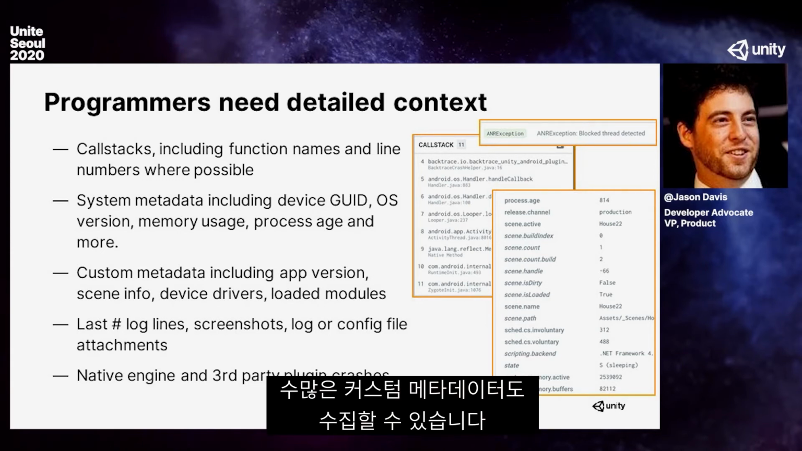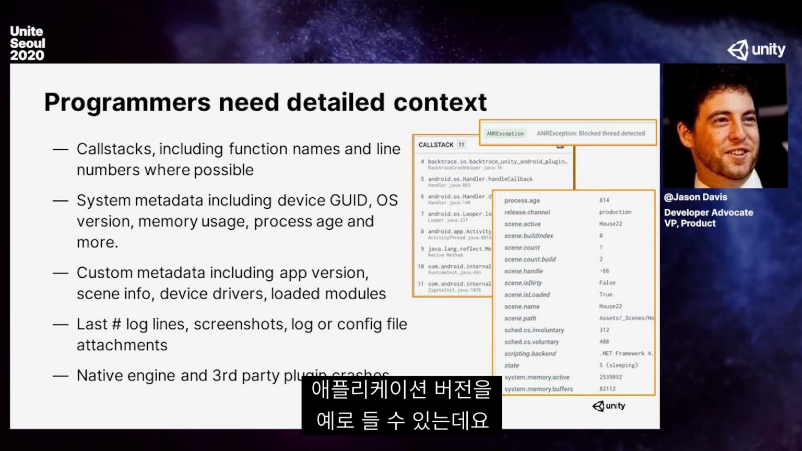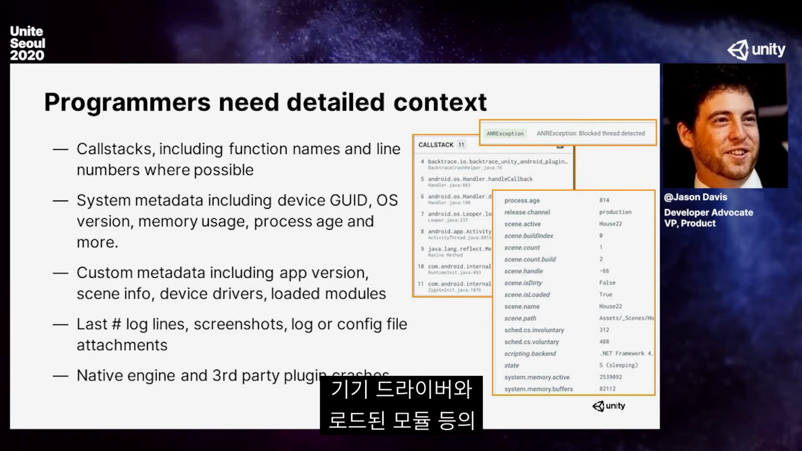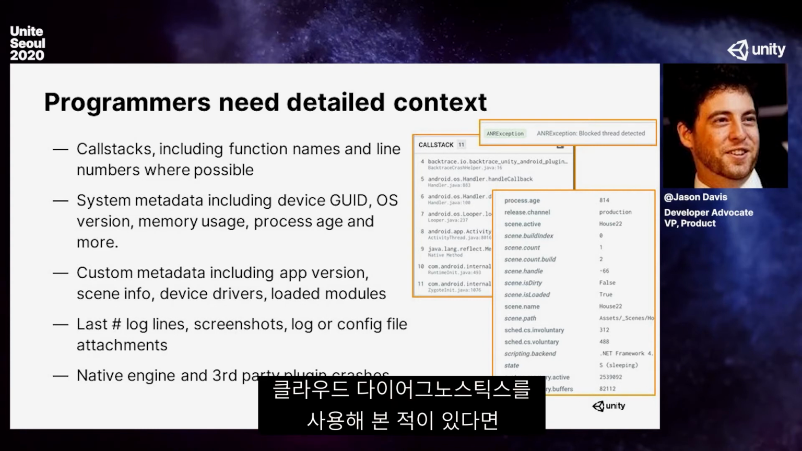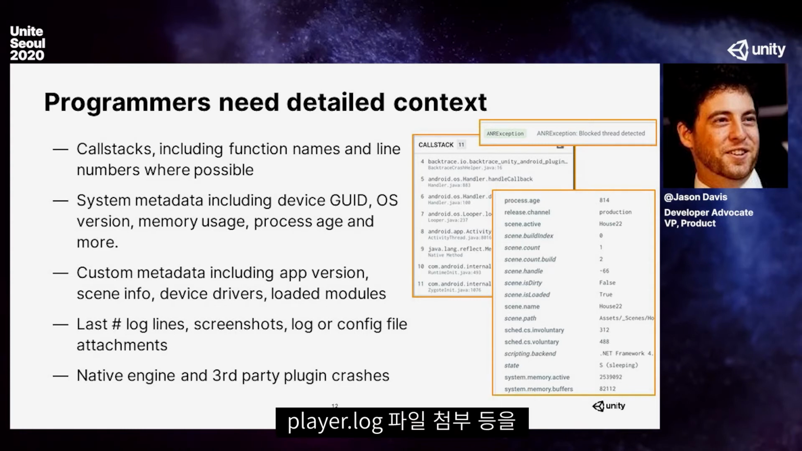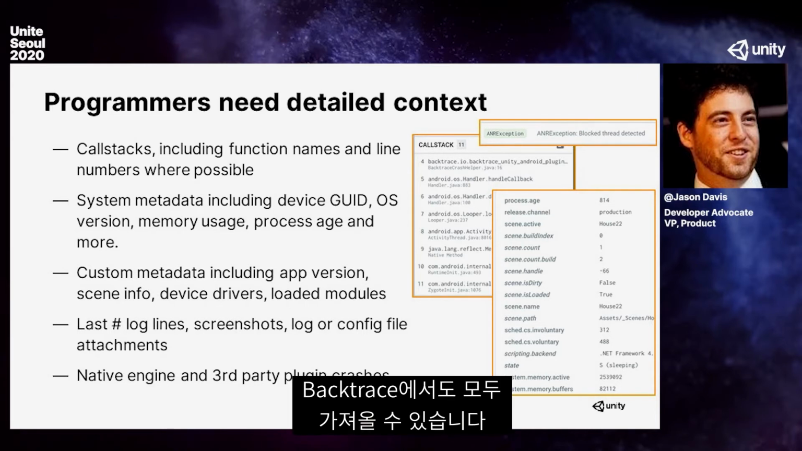We also allow you to capture a lot of custom metadata. Application version is a common one. I've mentioned scene information before, device drivers and loaded modules. Lots of this data is also available. In addition, Unity users and those who've used Cloud Diagnostics in the past might be used to things like getting the last n number of log lines or screenshots before the crash, or attachments of the player.log file. These are all available through Backtrace as well.